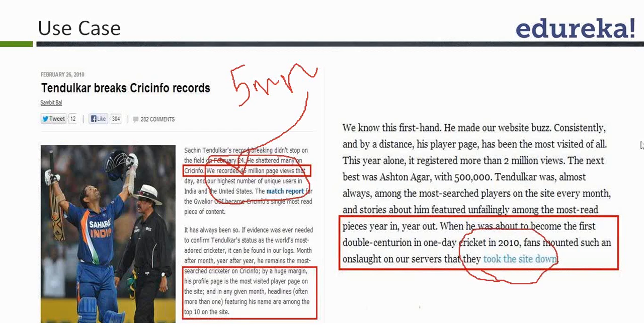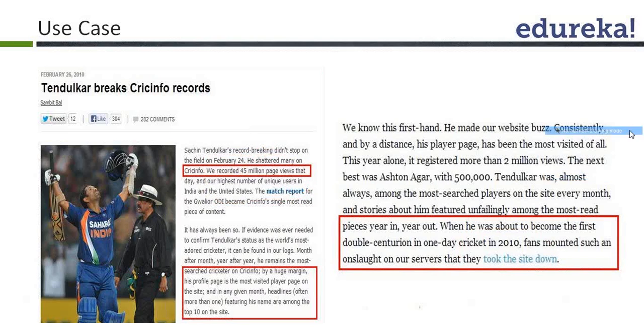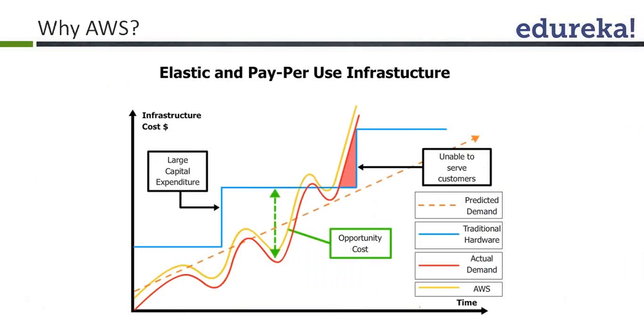Now, what could have been done here? What is the problem? Let's see what would have happened if Cricinfo was hosted on Amazon. First we see the case if Cricinfo is not hosted on Amazon: that is the traditional hardware, the blue line. In 2003, I'm a storyteller, so I go with history and stories, Cricinfo might have started with a user base of 50,000, and they might need around 50 machines for that. Just an example.